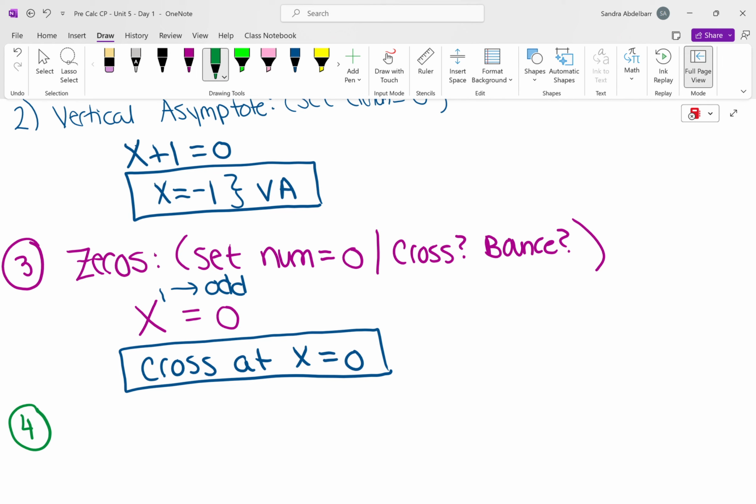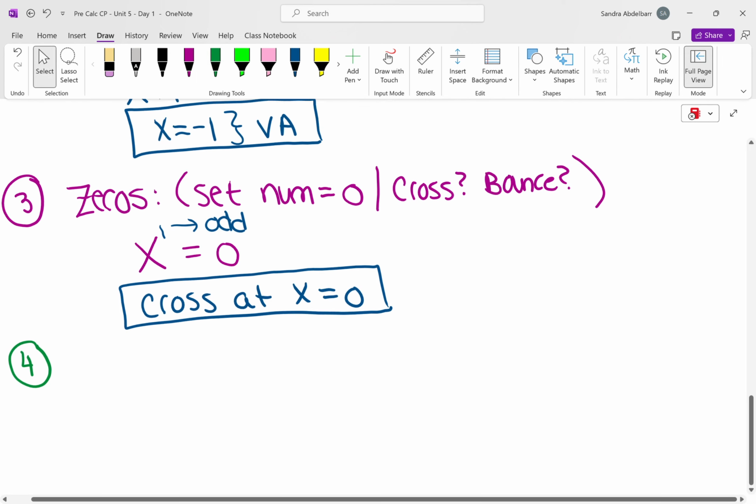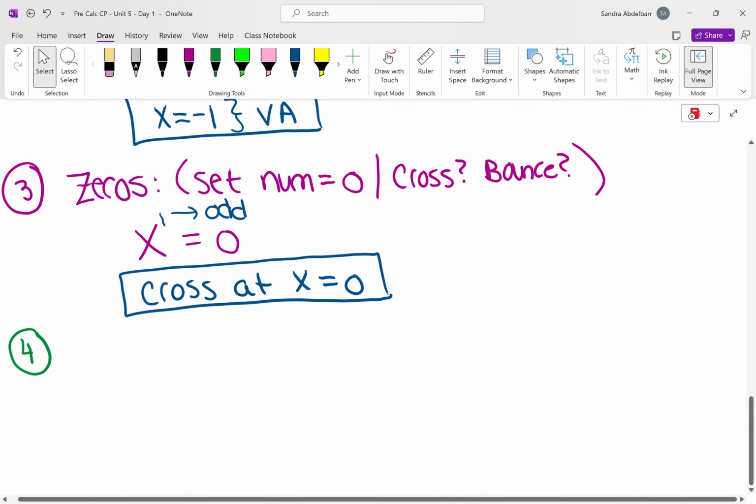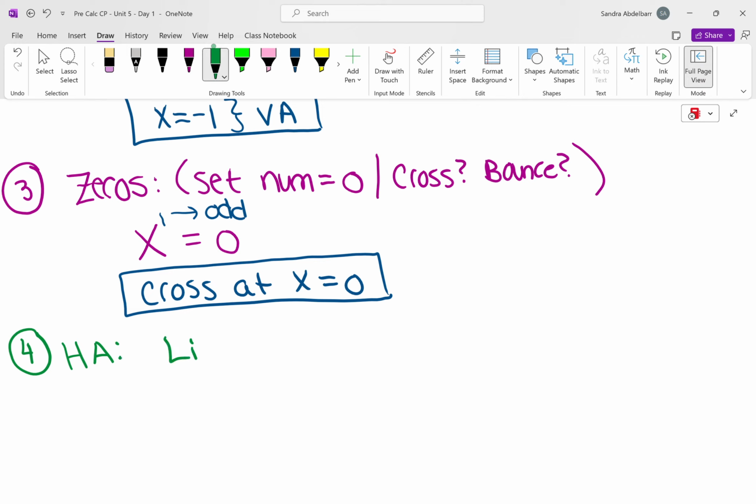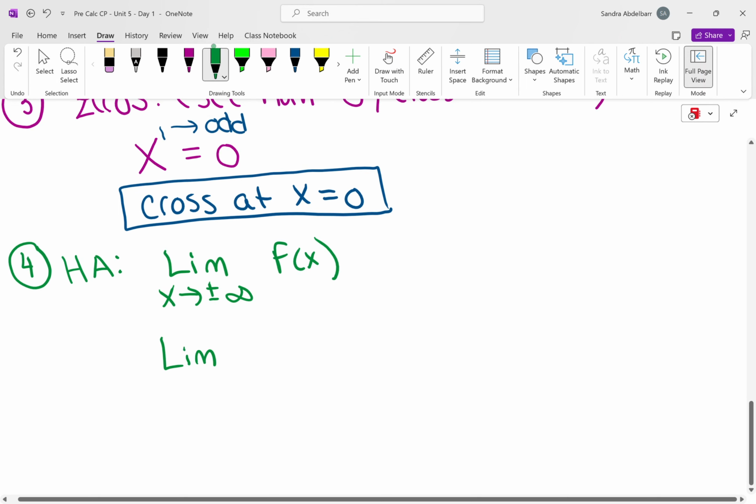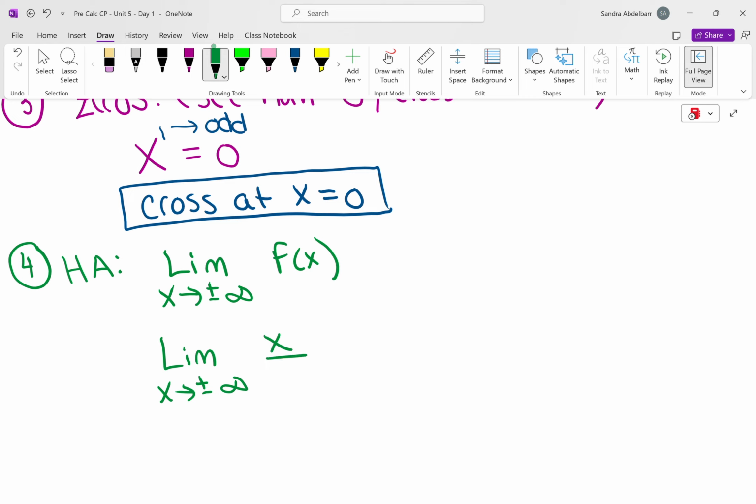Okay, so now let's go on to our horizontal asymptote. Out of all the things, this will have to make you think a little bit more. For the horizontal asymptote, we take the limit as x approaches plus or minus infinity of f of x. So we take the limit as x approaches plus and minus infinity of x over x plus 1. I'll let you all catch up and I'll refresh your memory.